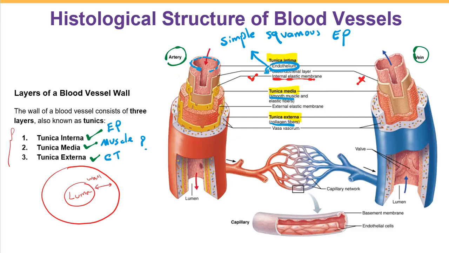And also in between tunica media and tunica externa, there is another layer full of elastic fibers, which is called the external elastic membrane. So again, we have this in the wall of the artery, but we don't have it in the wall of the veins. And then the capillary, which is the tiniest type of blood vessel, has a very simple structure. It's just composed of endothelial cells on top of the basement membrane, which makes it the thinnest type of blood vessel, so at the level of capillaries, we can have the exchange of nutrients, oxygen, carbon dioxide, and hormones.